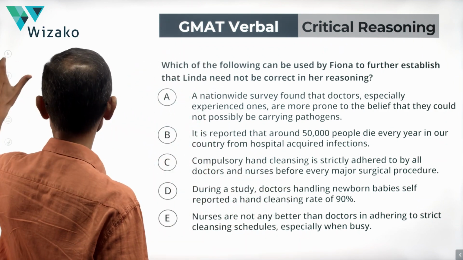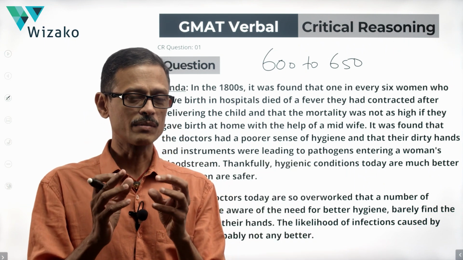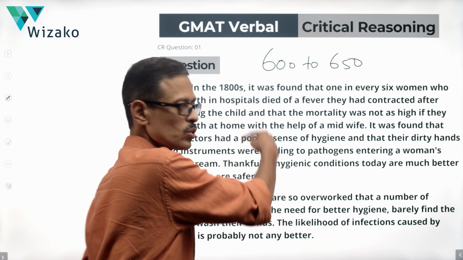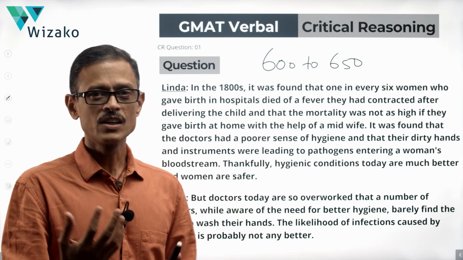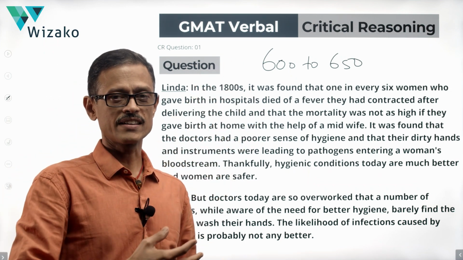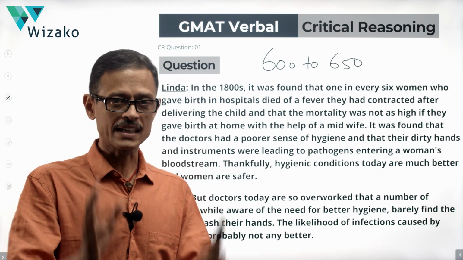Let's get started. Any argument need not necessarily be a conversation style argument. The crux of any argument is the conclusion that the author is trying to drive at. In this case, there are essentially two authors because two people are having a conversation. So Linda is probably wanting us to believe something, and Fiona, from the question stem, is trying to make us believe the opposite, probably. Let's check out what their conclusions are.